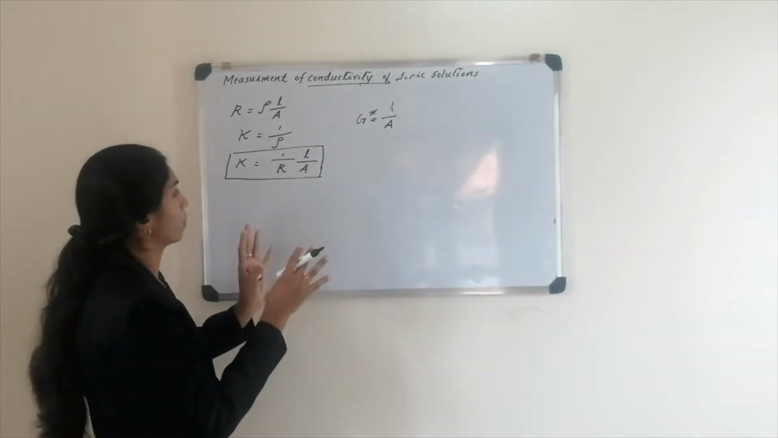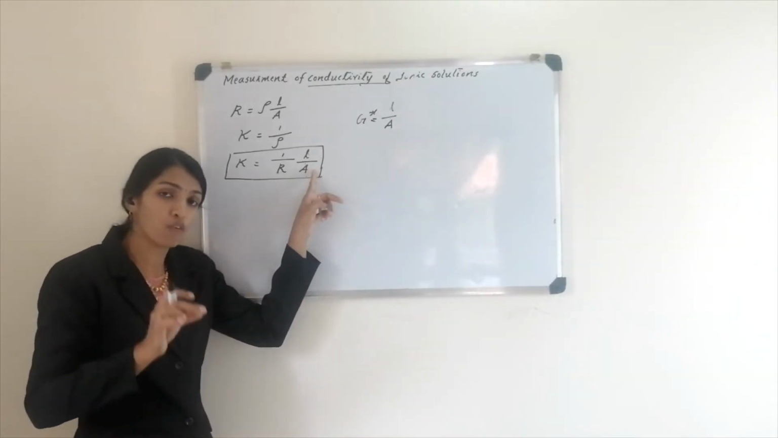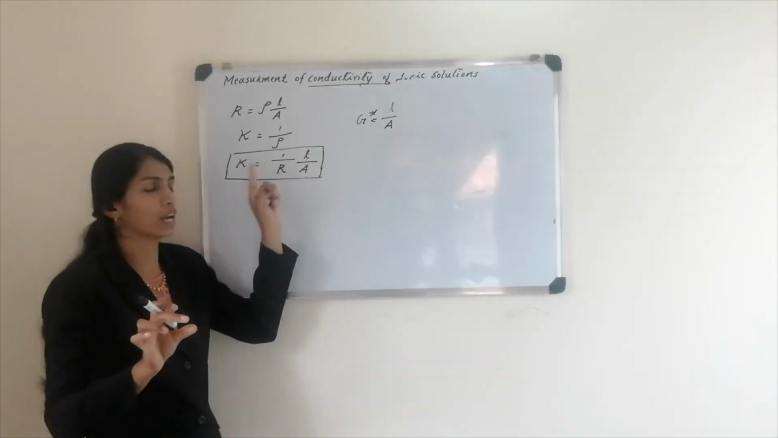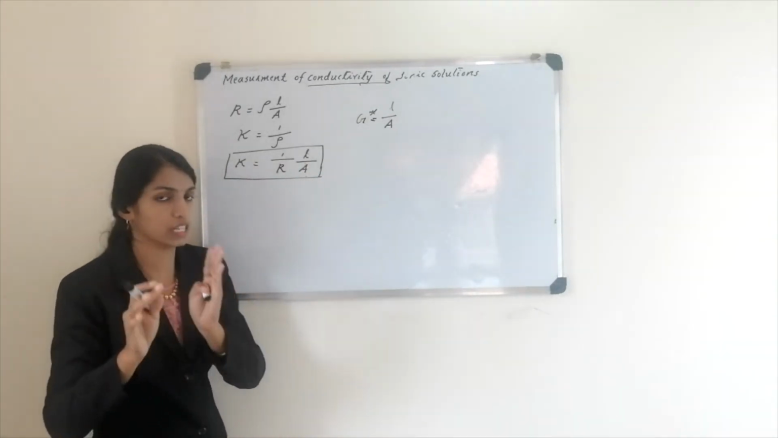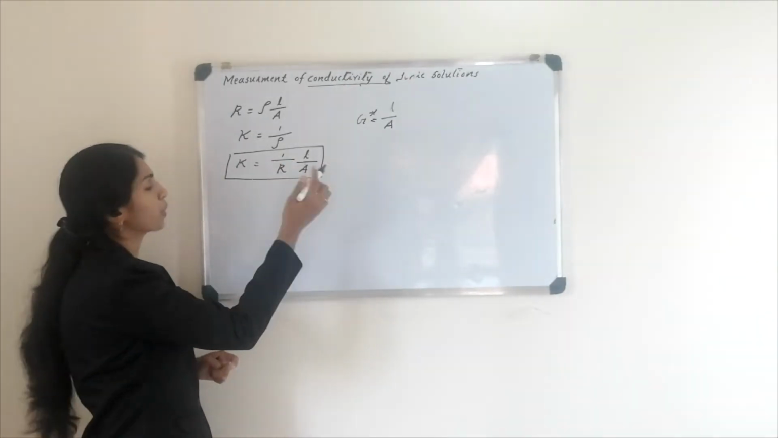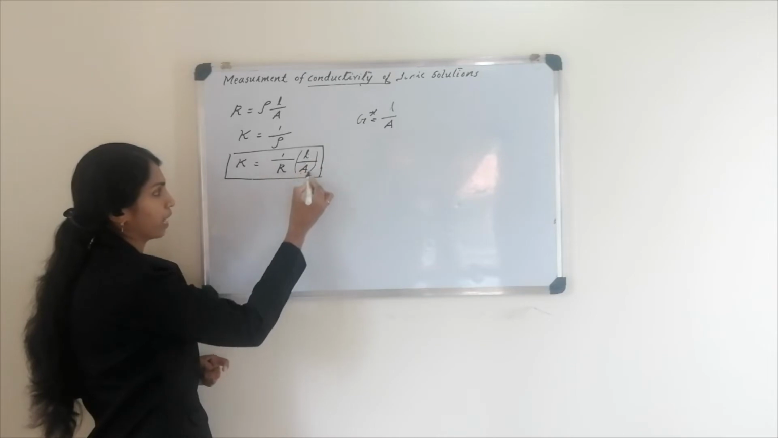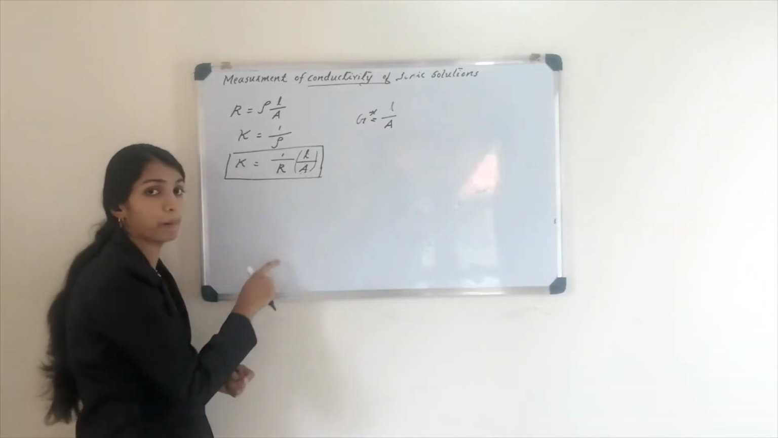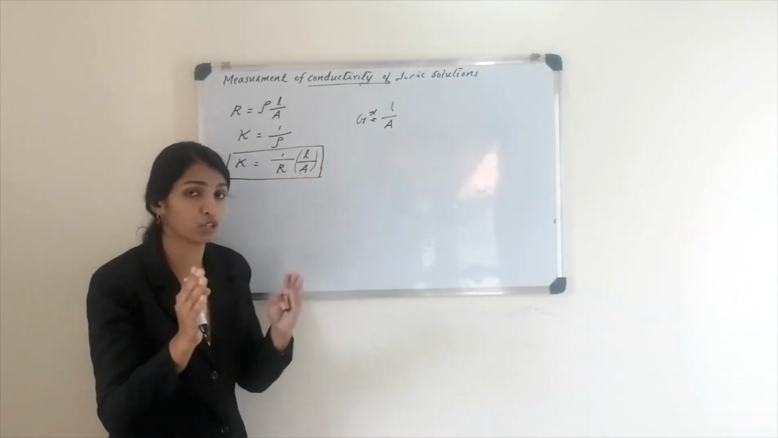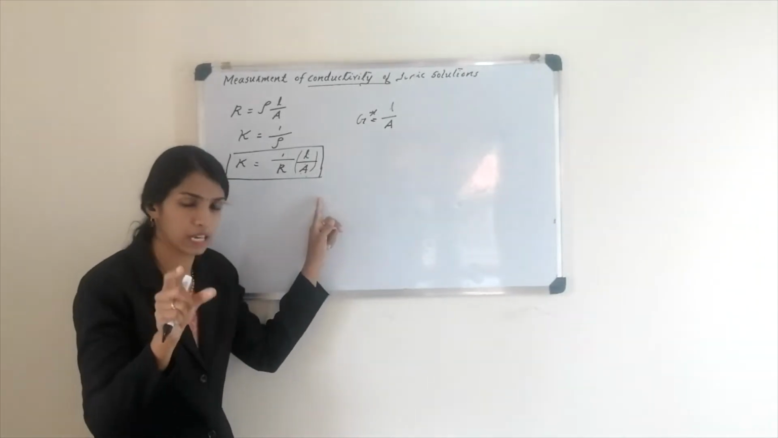So the first step in this procedure is determination of the cell constant. Once we measure the cell constant value, it is constant, it is fixed. We can use that value again and again. For measuring the cell constant, first our aim is to measure the L by A value. Practically it is very difficult to measure the length between the electrodes and the area of cross section of the electrode precisely.